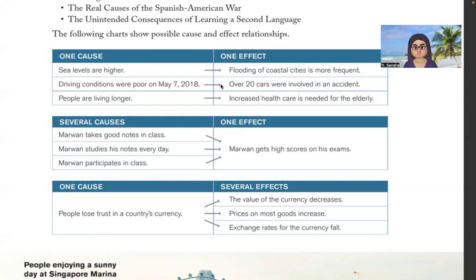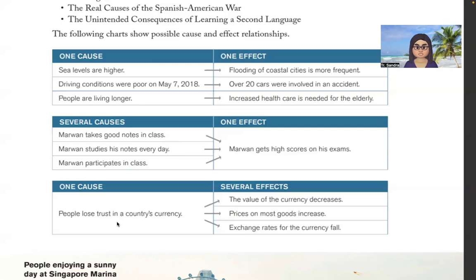So what about several causes? Here is another one. Marwan takes good notes in class. Marwan studies his notes every day. Marwan participates in class. So these are a lot of separate causes, and there will be only one effect: Marwan gets high scores in his exam, like this. And there can be only one cause and several effects like this.